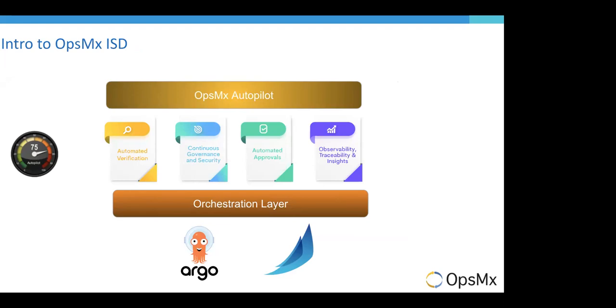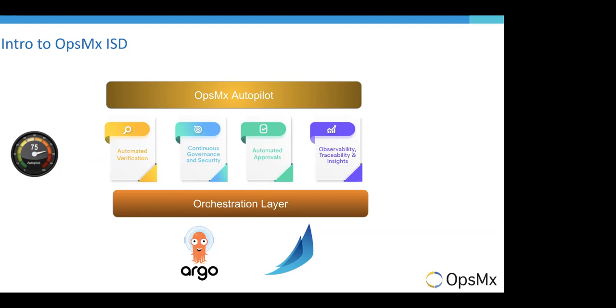So this is an intelligent software delivery platform, the OpsMx ISD. It has basically two layers: an orchestration layer and a delivery intelligence layer, which is also called Autopilot, which we are going to see today. And briefly about the orchestration layer.